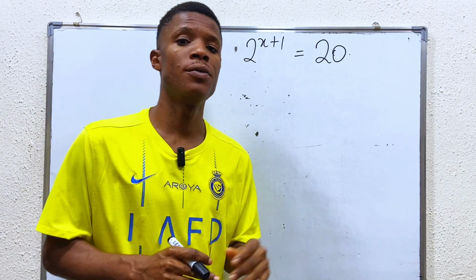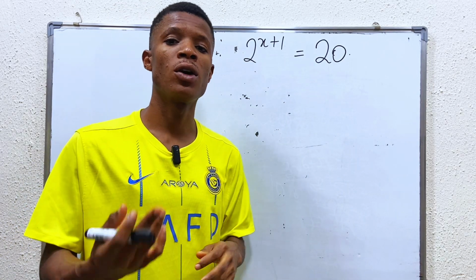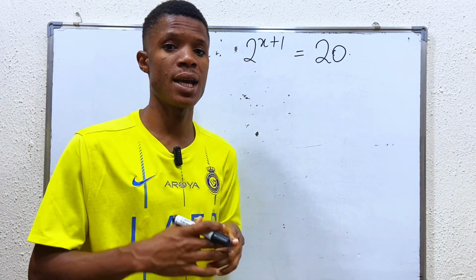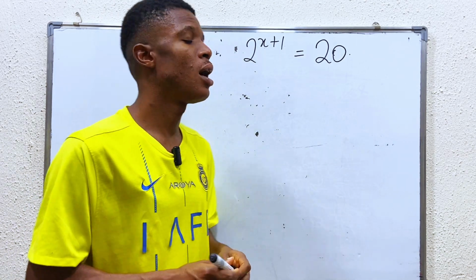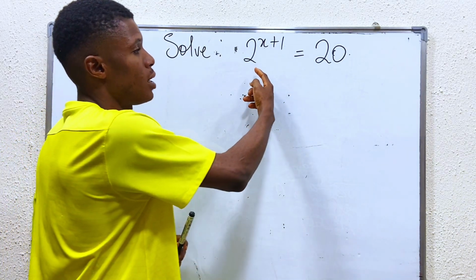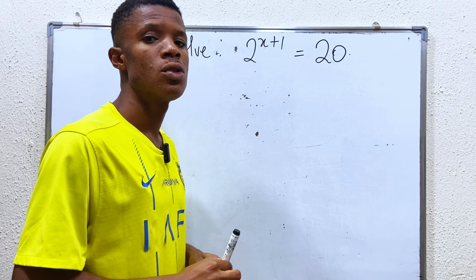We are told to solve 2^(x+1) = 20. Our goal here is to find the value of x that can satisfy the equation on the board. First thing you have to do is to check, can I actually express the two bases to be the same? Is it possible? No.